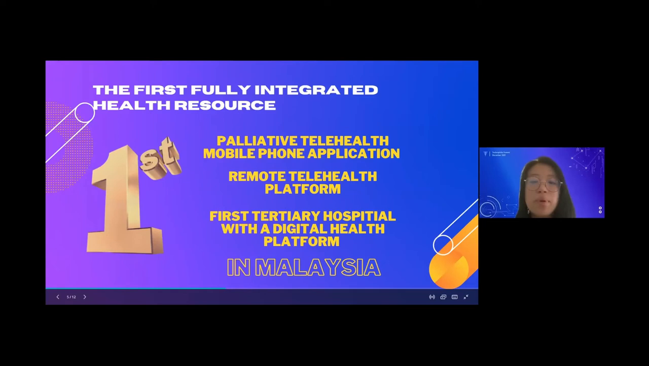We will be the first fully integrated health resource in Malaysia. The palliative telehealth mobile phone application will be a game changer for the population in the rural areas throughout Malaysia who are in need of palliative care services, because as of now, there is no remote telehealth platform from any of the tertiary hospitals or university hospitals which can serve them. So that is what our team is doing right now, and my sharing ends here. Thank you.